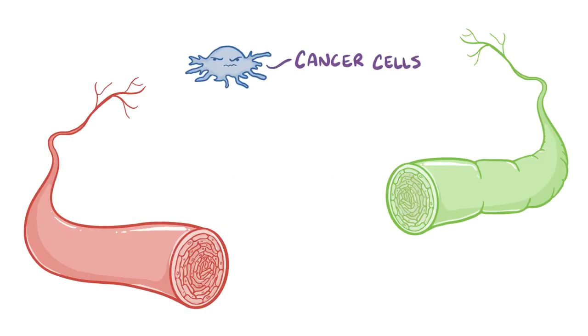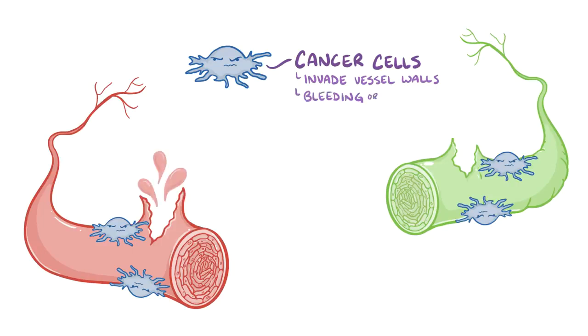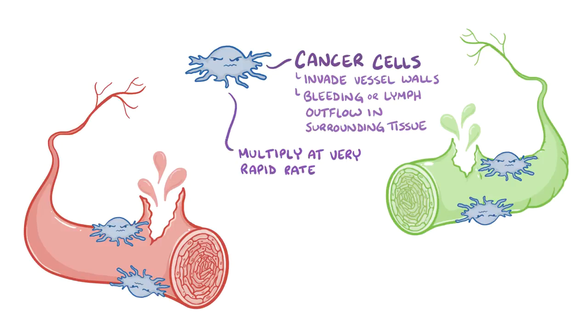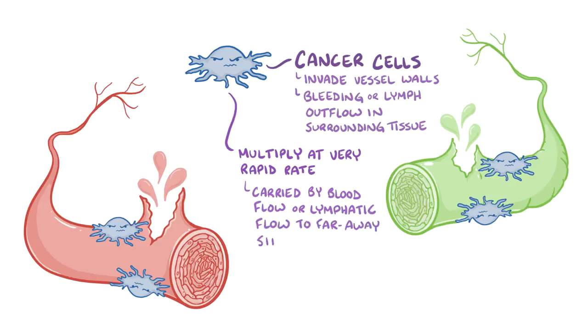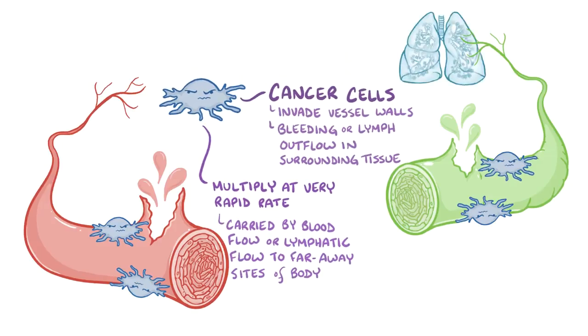Cancer cells from hemangiosarcomas and lymphangiosarcomas can also invade the vessel wall, destroying it and making it burst, which leads to bleeding or lymph fluid outflow in the surrounding tissue. In general, these cancer cells multiply at a very rapid rate and can be easily carried by blood flow or lymphatic flow to faraway sites of the body, particularly the lungs, where they form a new metastatic tumor. And that's why angiosarcomas are considered to be extremely aggressive.